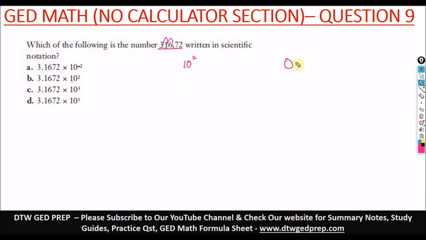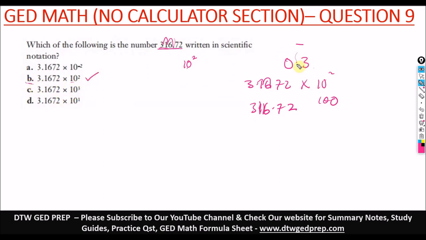If it was something like 0.3 and we were to move this way, then we are moving in the negative zone. Each decimal point we cross is by 10, another one we cross, another 10. It's like we are multiplying by 10. If we do 3.1672 times 10 raised to power 2, which is 100, we'll get 316.72. So we have to move 2 times and our power would be positive, raised to the power of 2. So our right option here is option B.